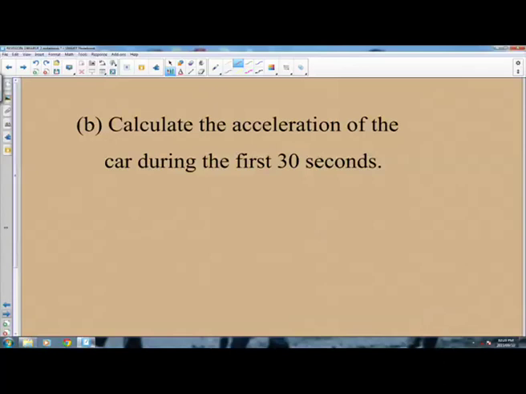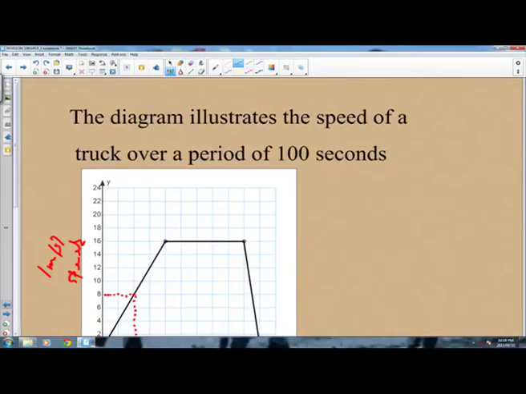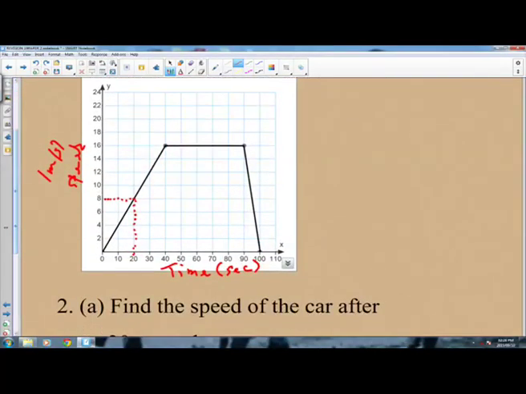Calculate the acceleration of the car during the first 30 seconds. It says you are to calculate the acceleration of the car during the first 30 seconds. So let's go to the graph and check where the 30 seconds is. This is what we have. The 30 second is along the line from this point up to this, because the 30 second is here. And then the question says you are to calculate acceleration at that point.